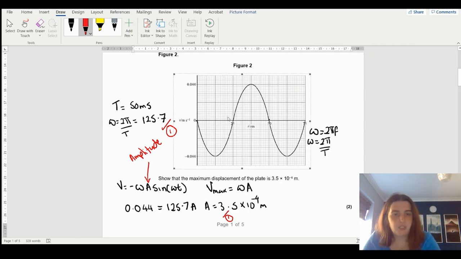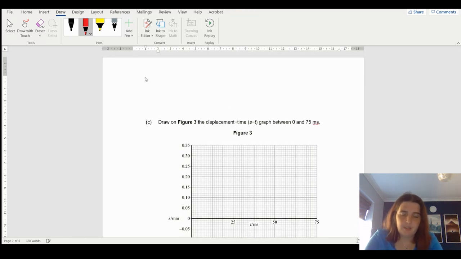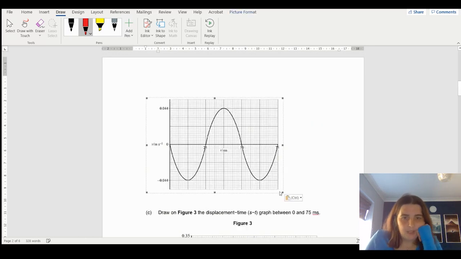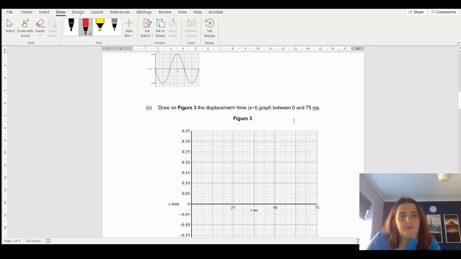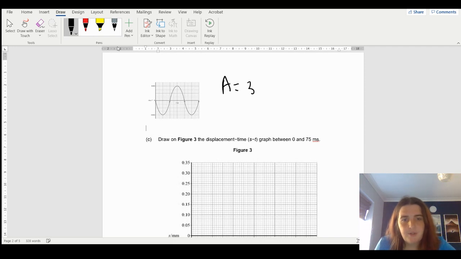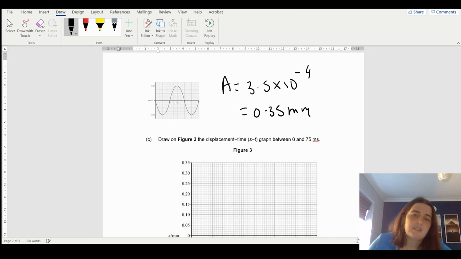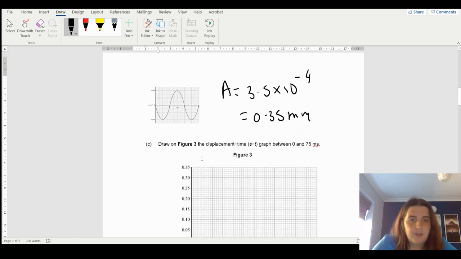I'm going to copy and paste this down so we can see both side to side for a bit. Cool. Just going to make it a bit smaller so we can see it. There we go. So what I have here is I know that the amplitude of my oscillation is 3.5 times 10 to the minus 4, which of course is 0.35 millimeters. The reason I'm using that is because if you look at this side, it's 0.35.